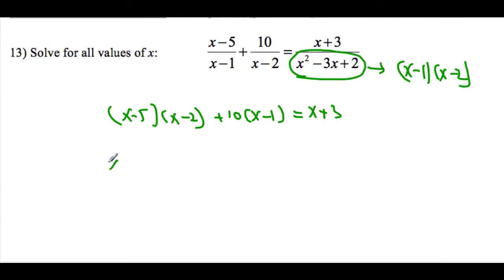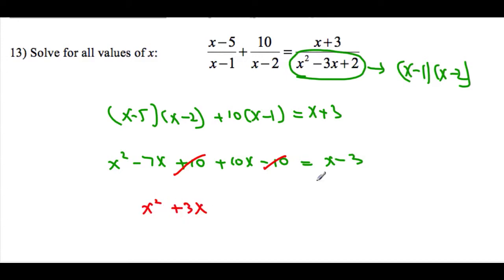Alright, here we get x squared minus 7x plus 10 plus 10x minus 10, which is equal to x minus 3. So here we get negative 10 and positive 10 cancels out. So we have x squared plus 3x, but here comes out minus x and plus 3 equal to 0. When you combine them, x squared plus 2x plus 3 equal to 0. Actually, oops, I miswrote it here. It's supposed to be plus, so therefore this must be minus. Sorry about that.